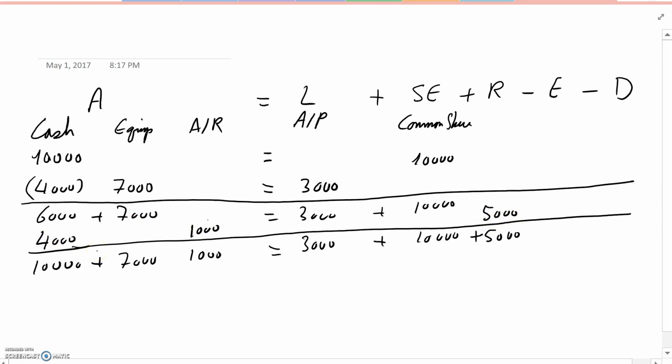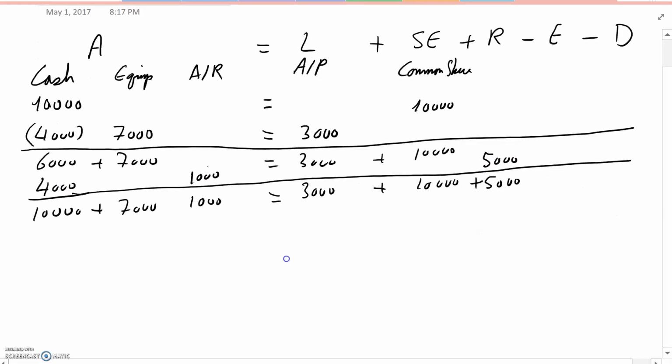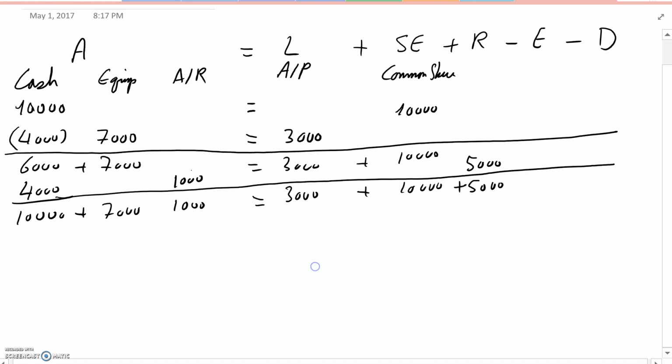So it's still balancing. Let's say that we paid salaries for 2,000. So what happens is the cash is going to decrease by 2,000, and now under the expenses here, we'll have 2,000. But it's going to be minus, right? So a 2,000 decrease on that side and a 2,000 decrease also on this side.